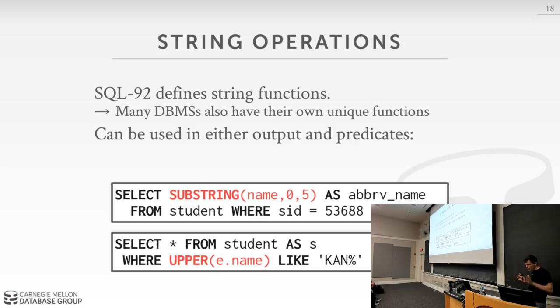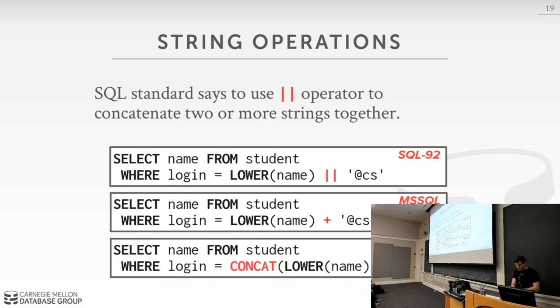So again, string functions are, for the most part, the basic ones will be pretty much standardized across all systems. Where things get weird is when you want to start doing concatenation. So the SQL standard says that you use two double bars to concatenate two strings together. And most systems follow this. In my opinion, I would say Postgres and Oracle probably follow the SQL standard the best out of all the systems. SQL Server and DB2 are probably next. SQLite, then probably MySQL is the worst.